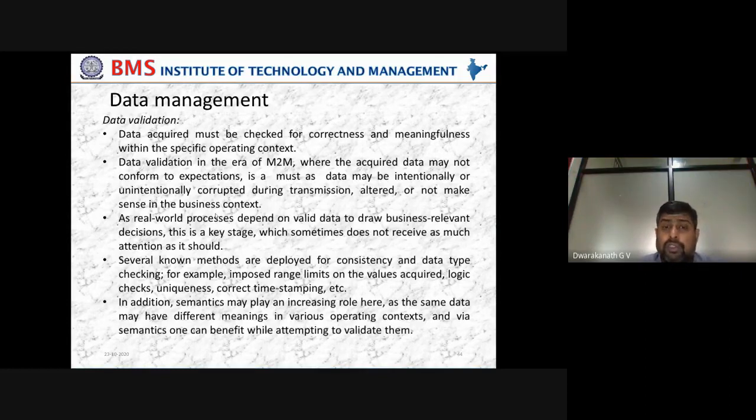A real-world process depends on valid data to draw business-relevant decisions. This is a key stage which sometimes does not receive as much attention as it should. This is very important. That's why I am pressing and telling you: in a real-world process, validating data is very, very important for taking any business-relevant decisions. If your data itself is not correct, what is the value of the decision you have taken? That is where your decision will fail.